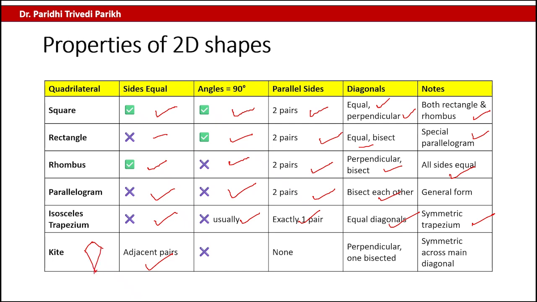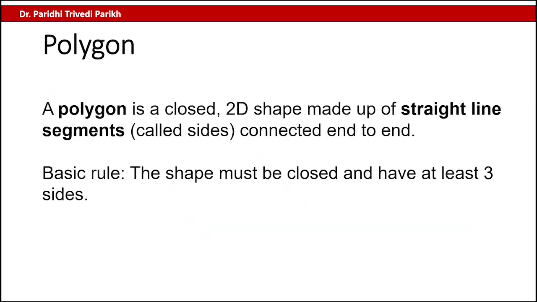That means these two adjacent sides and these two adjacent sides are equal. Angles do not make 90. No parallel sides, none of the sides are parallel. Diagonals are perpendicular, and one is bisected by the other. Symmetric across the main diagonal. I hope the basic understanding about the 2D shapes is clear.